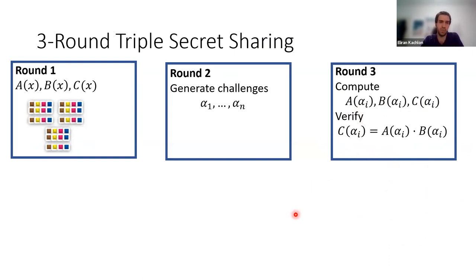Okay, so this is the three-round protocol. You can see that it has this classic structure of zero knowledge, where we first commit to some values, then we challenge, and then there is a response.